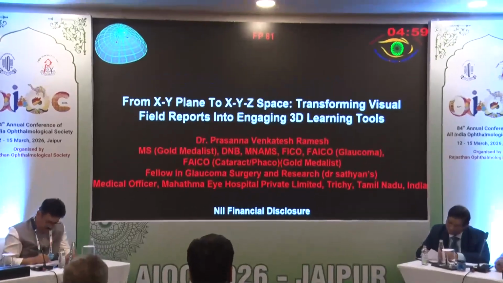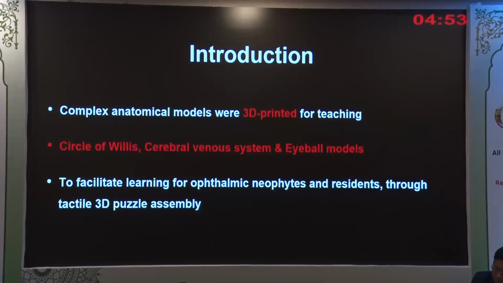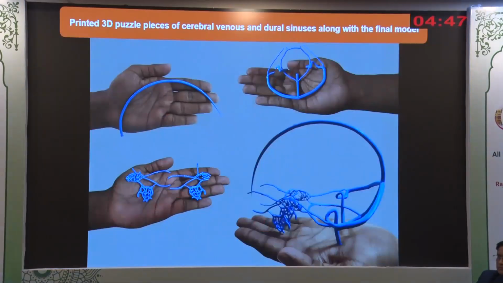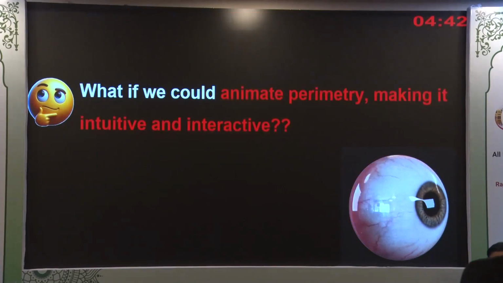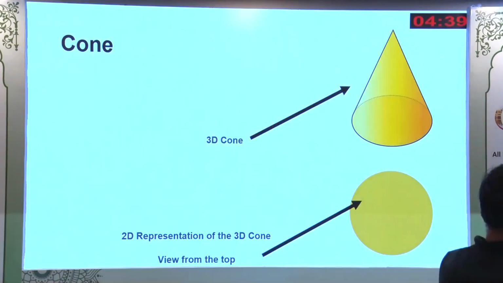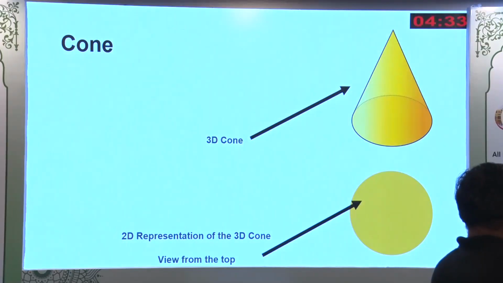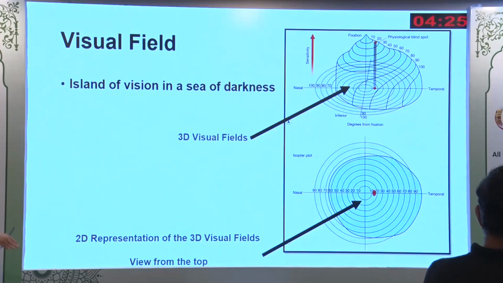Thank you, sir. Transforming visual field reports into engaging 3D tools, from XY to XYZ space. Theory has many limitations. We did come up with 3D printed circulophilus, cavernous sinus, and eyeball models previously, and they served as great pedagogical tools which we reported in literature. The similar problem statement is animating perimetry, making intuitive and interactive learning for real world scenarios to grasp concepts, especially for residents. The 3-dimensional cone, when examined from top, doesn't give much sense on a 2-dimensional plane, which we are doing for visual fields as well. And that was the problem statement which we took.